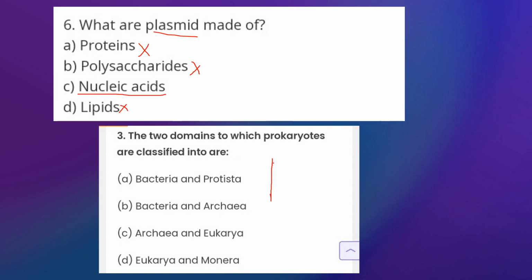Then, the two domains to which prokaryotes are classified into. So we know the three domain classification. Domain eukarya, domain archaea, and domain bacteria. Domain archaea and domain bacteria are the prokaryotic organisms. So the answer is archaea and bacteria.